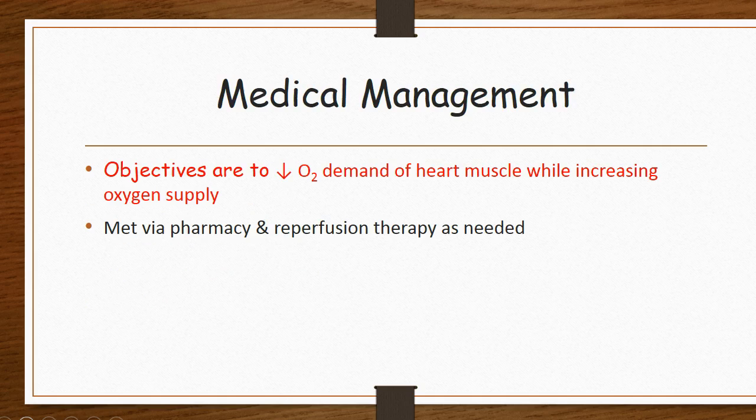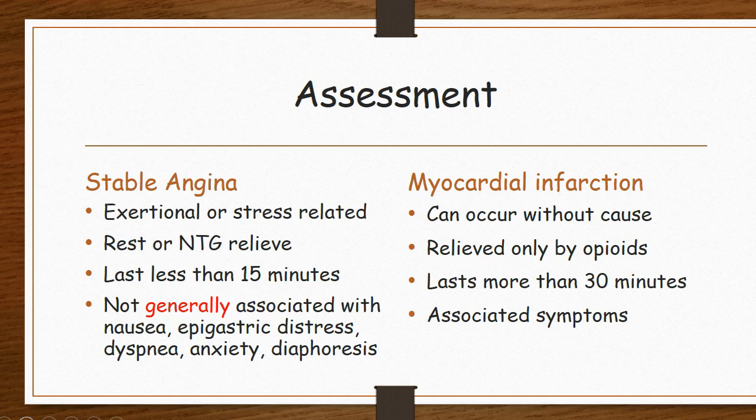The medical management objectives are to decrease the O2 demand of the heart muscle while increasing oxygen supply, and this is met via pharmacy and reperfusion. So your big difference between stable and unstable, again: exertional or stress-related with stable. Nitroglycerin or rest are going to relieve it. It lasts less than 15 minutes, and it's not generally associated with nausea, epigastric distress, dyspnea, anxiety, or diaphoresis.